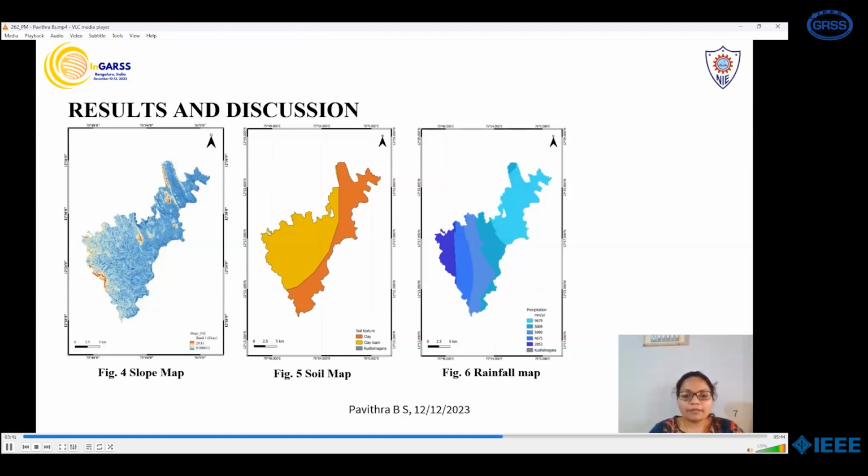Red color indicates the higher slope and the blue color indicates the lesser slope. In the soil map, clay and clay loam soil are present in this area. In figure 5, the annual average mean rainfall map was shown. Dark blue color shows lesser rainfall and light blue color shows more rainfall.